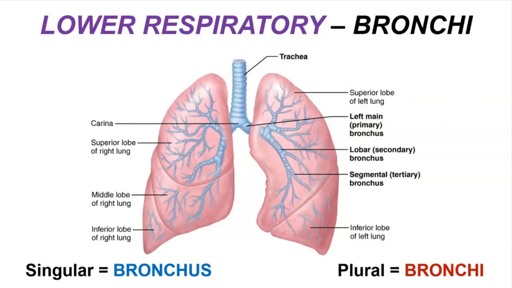So next we will examine the bronchi, and the bronchi are the conducting zone structures that deliver air to the lobes of each lung. If we are referring to one of them, we would use the singular form bronchus. For example, in this diagram, we see the left main or the left primary bronchus. But if we were referring to multiple, then we would use the plural form bronchi.